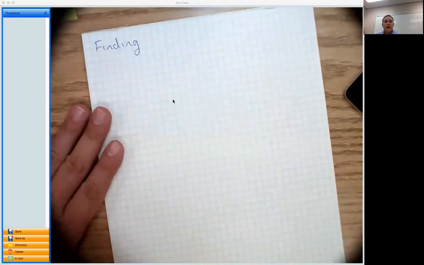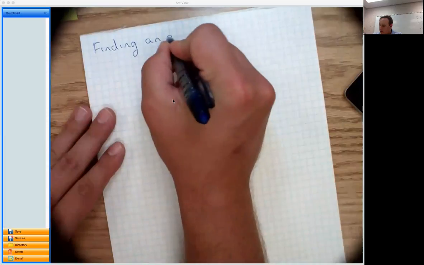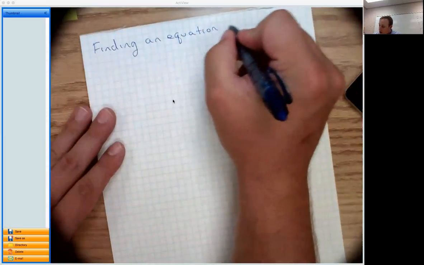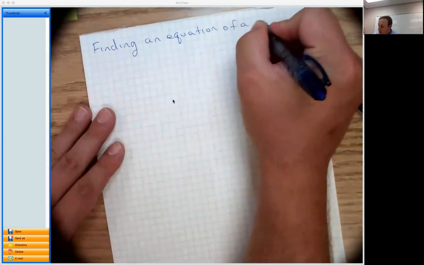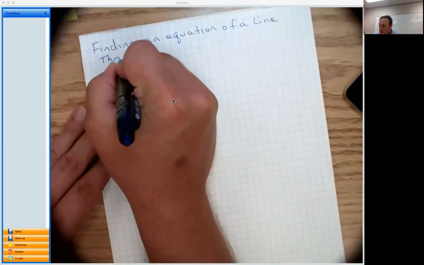All right, finding an equation of the line through 2 points.